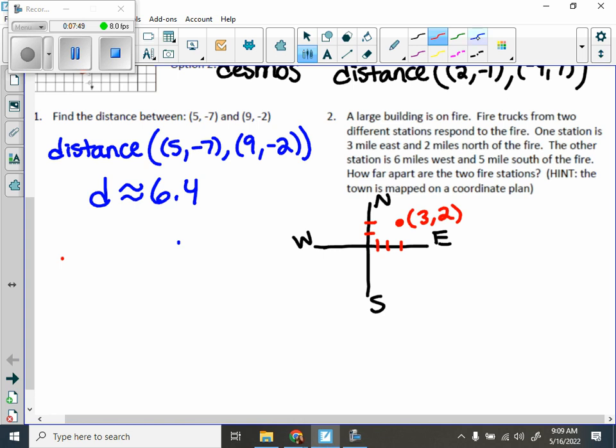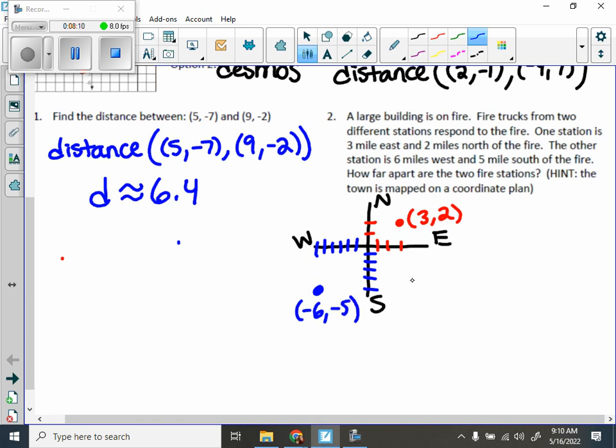Okay, and then we've got another ordered pair that is 6 west, 1, 2, 3, 4, 5, 6, and 5 south, 1, 2, 3, 4, 5. What ordered pair would that be? We went left and down, -6, -5.